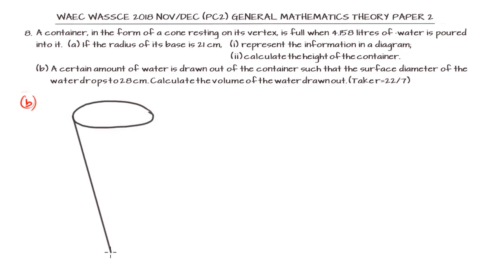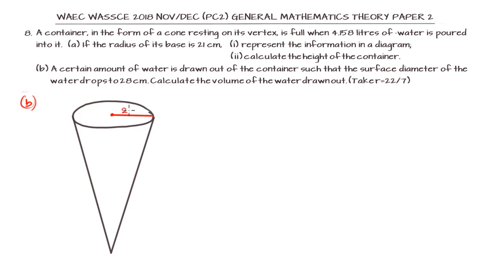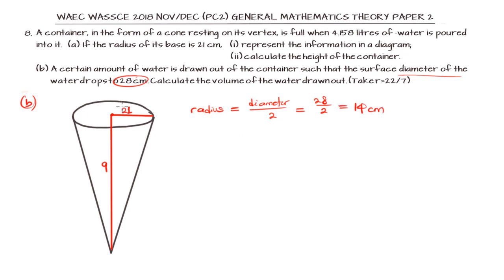I will again bring in the diagram of our conical container, but now bigger to actually show our details. And with this diagram, initially we have our radius. The radius of the whole container was initially given to be 21 centimeters. Now we have found the height h of the conical container to be 9. But now we are told that some water was pulled out and then the diameter of the surface of the remaining water drops to 28 centimeters. Now, not to be confused, we are given the diameter, but we are working with our radius. Radius is diameter divided by 2, so we have 28 over 2, which is 14 centimeters. So now, our new radius, after taking out some volume of water, will be 14 centimeters.